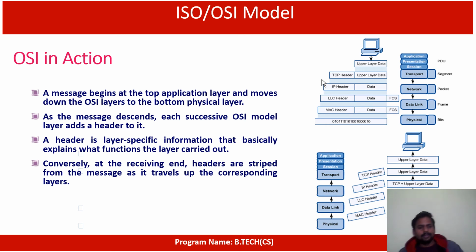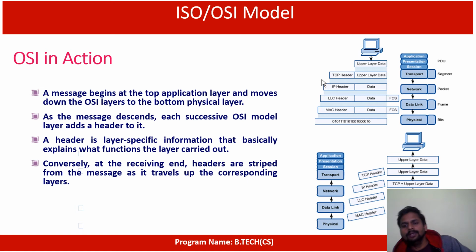The next one is OSI in action. So what's happening really? That is what they are mentioning in this diagram. If you look at the diagram, in the second diagram at the bottom, they have mentioned the ISO OSI model layers, from physical to application: physical layer, data link, network, transport, session, presentation, application.